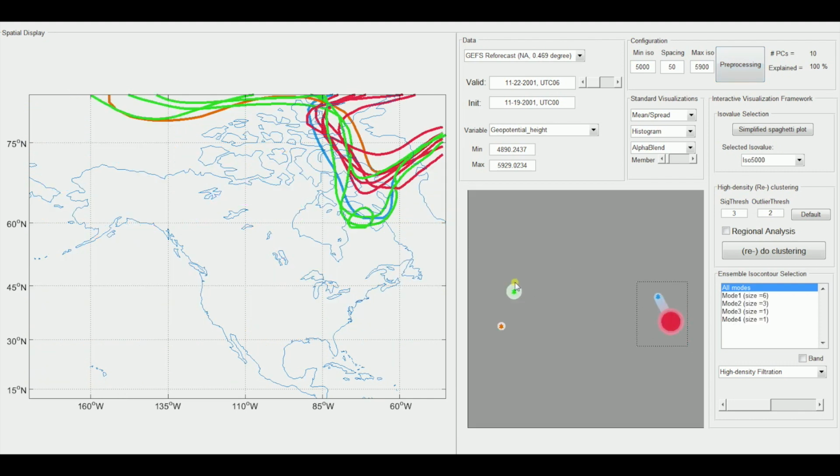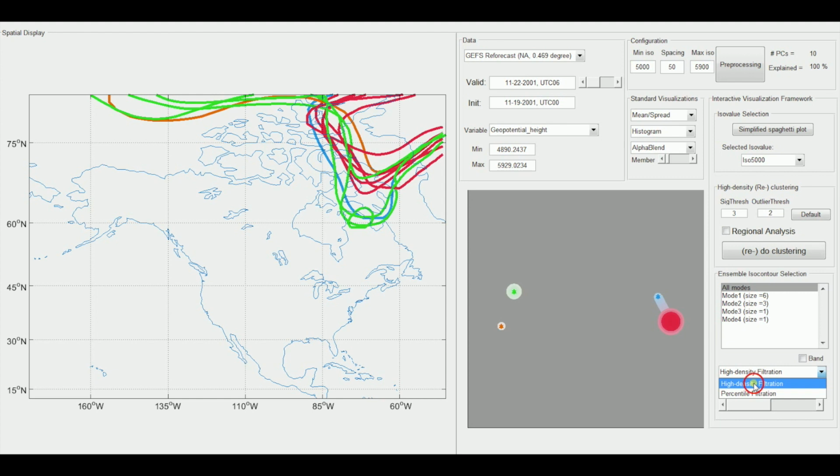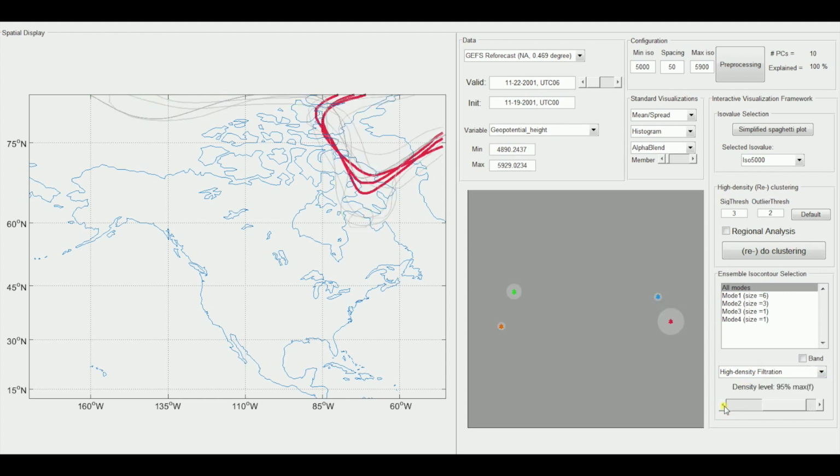In the mode plot, we can brush the modes to select different solutions, and the corresponding isocontours are highlighted in the spaghetti plot. We can also do high-density filtrations to select high-probability solutions at different density levels. We can specify density rank percentiles to generate solution galleries at different percentiles.